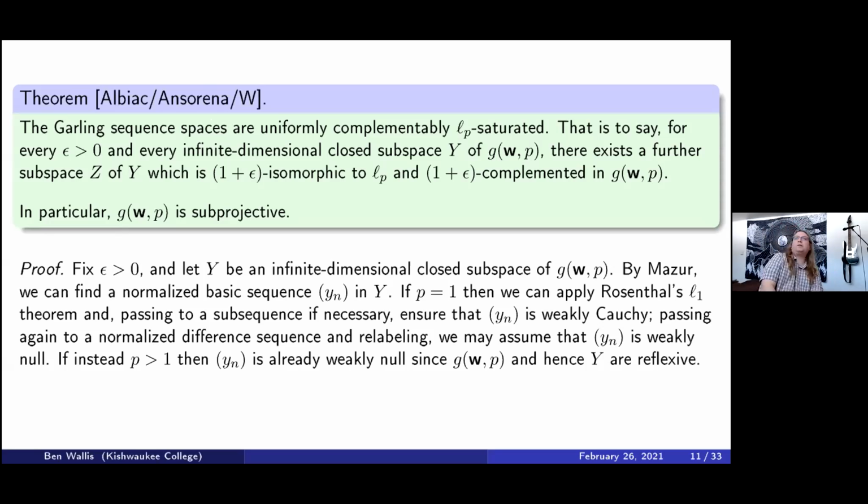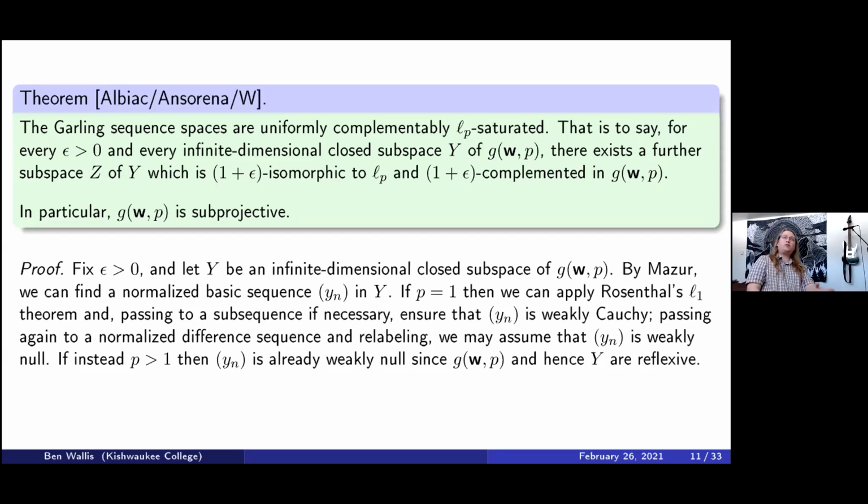Well, in the case where p equals 1, you can apply Rosenthal's L1 theorem. And then you can ensure that that sequence is weak Cauchy or it's equivalent to L1. If it's equivalent to L1, you have to apply James' L1 distortion theorem. There's something that I didn't write in the slide, but you can get it to work then. If it doesn't, then you get a weak Cauchy sequence. Now that's still not weakly null, but that's no problem because then you can just take the normalized difference sequence, which will be weakly null. So that's how you do it in the case p equals 1.